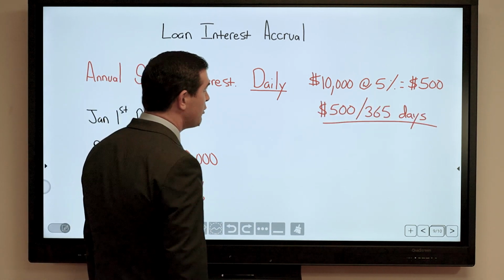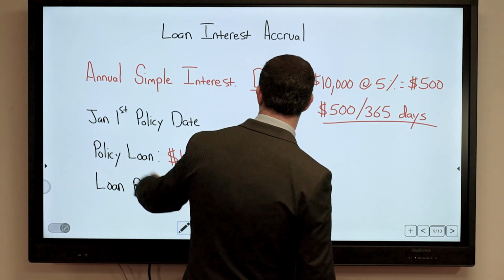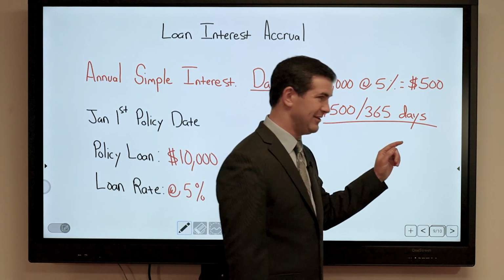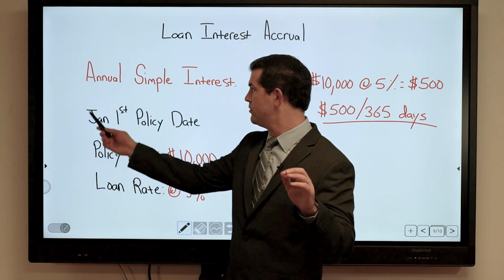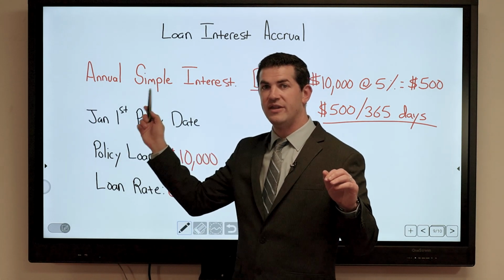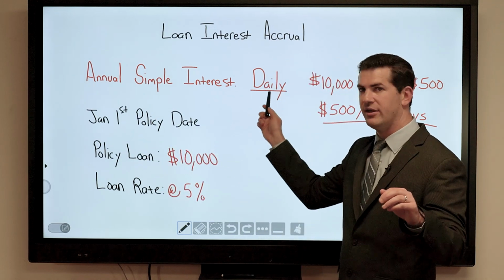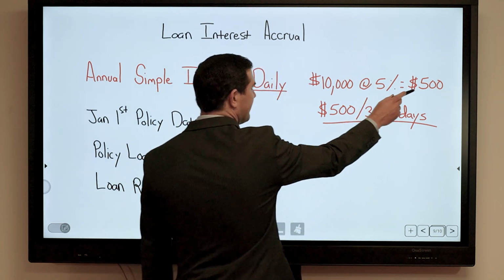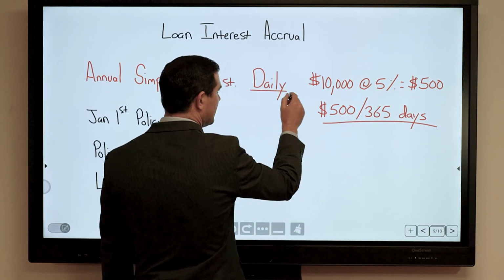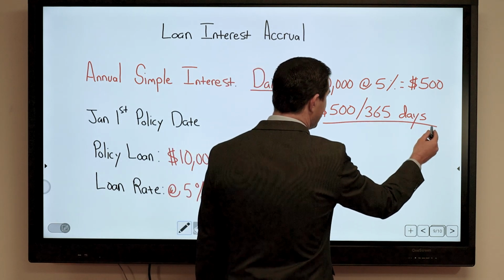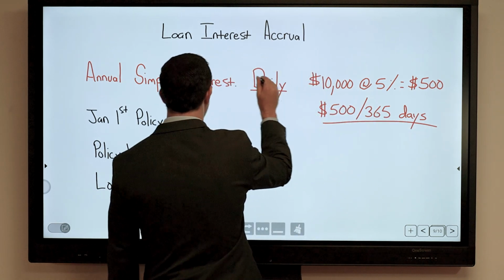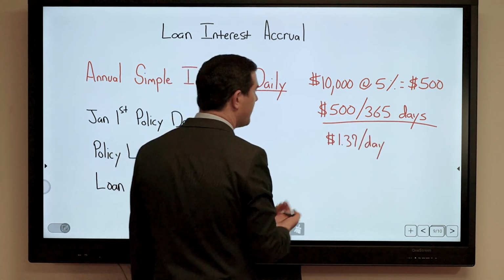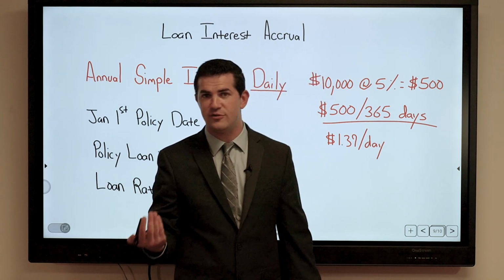Now, how it would actually work, the loan interest, because we mentioned that it accrues at annual simple interest, but daily. So what this means is for the course of 1 year annually, the interest is going to accrue daily at simple interest. For example, $500 of loan interest. What I would do is divide that by 365 days, because there are 365 days in a year. I know you know that. But that figure would come out to approximately $1.37 per day.